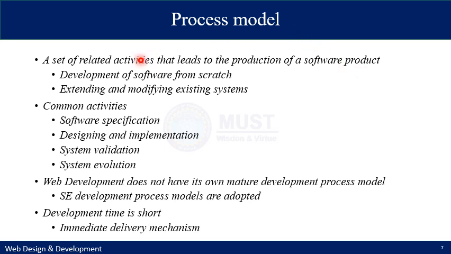A process model is a set of related activities that lead to the production of a software product. For development of software from scratch, there are two options. For example, you need to develop a new application or you are extending an existing application. So common activities are similar to the other process models such as software specification, then you move to the design and implementation phase, then you validate the design and implementation, and then you implement the software evolution cycle.